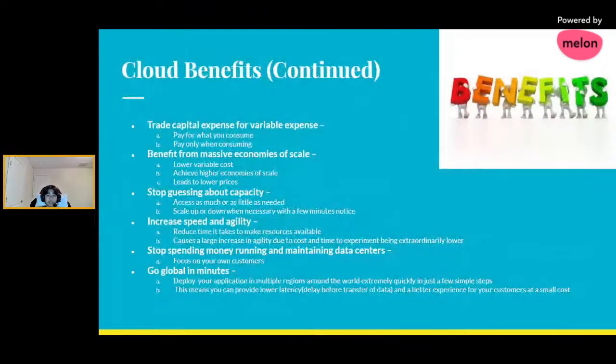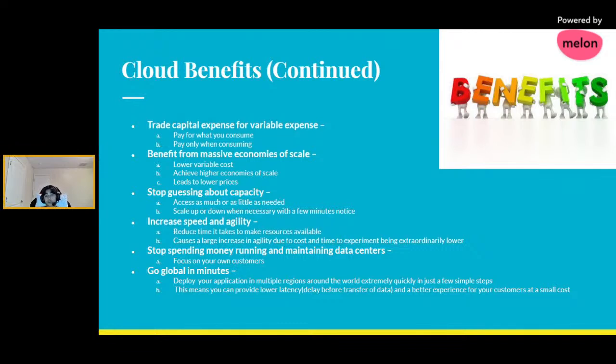Now let's continue on the benefits. There are six benefits on the slide. One of them is trading capital expenses for variable expense. The other is benefiting from massive economies of scale. There's stopping guessing about capacity, increasing your speed and agility. Stop spending your money on running and maintaining data centers, and being able to go global in minutes.